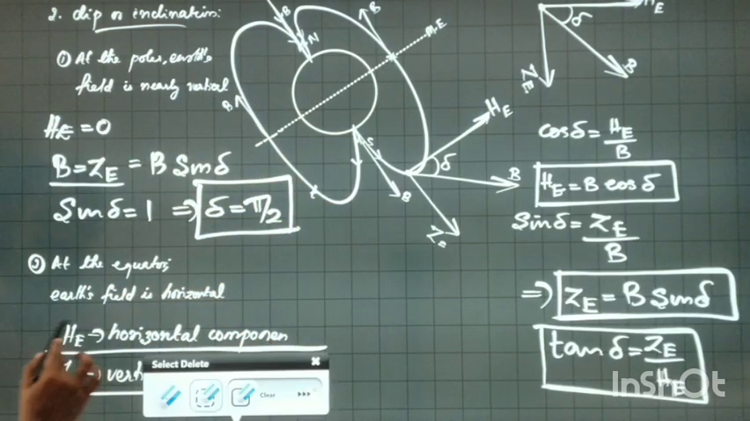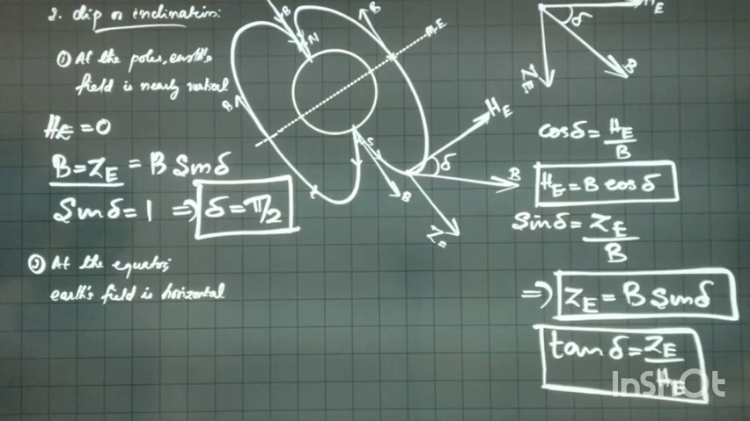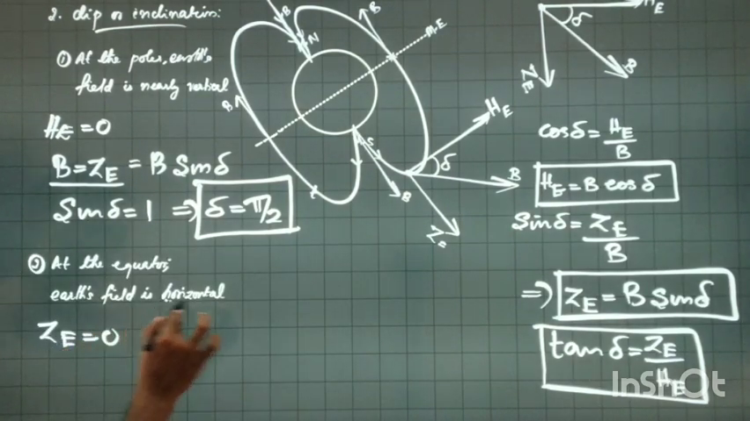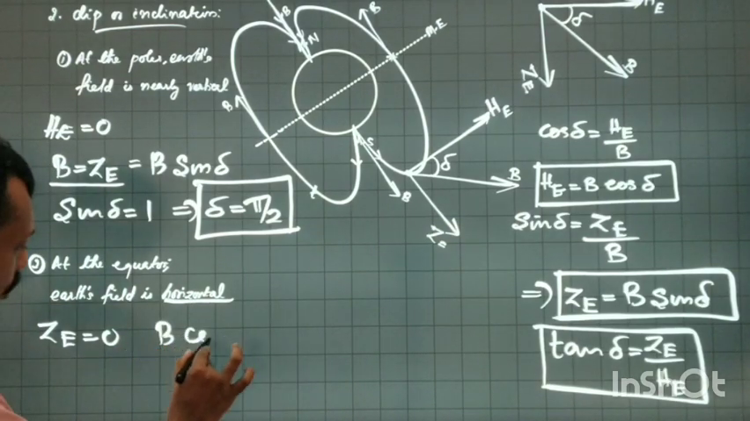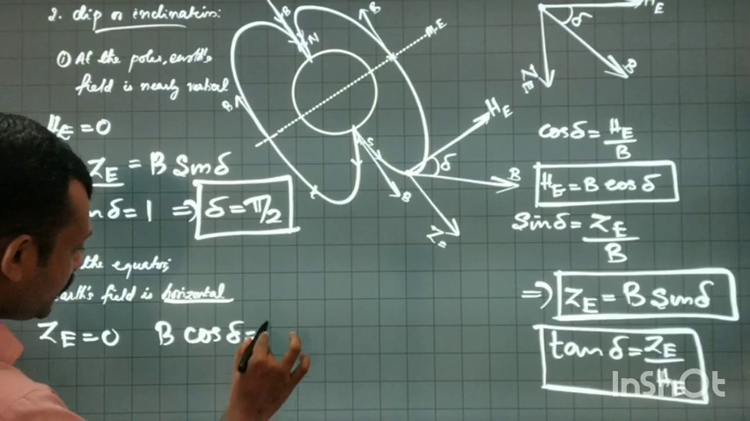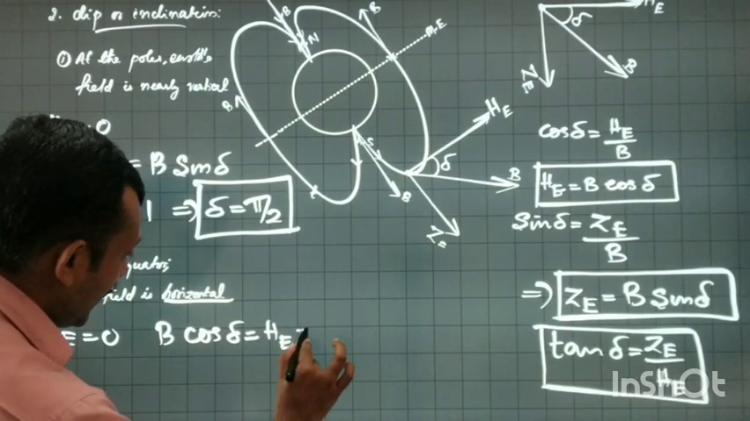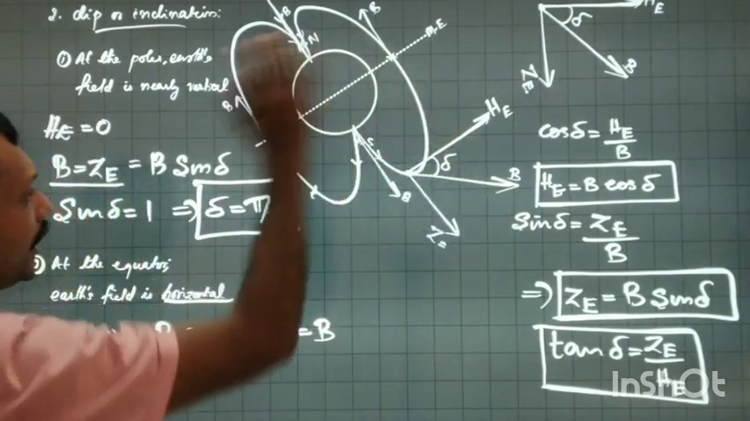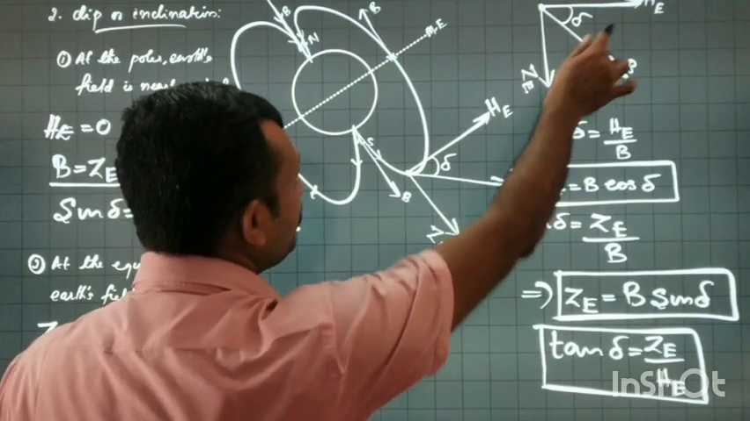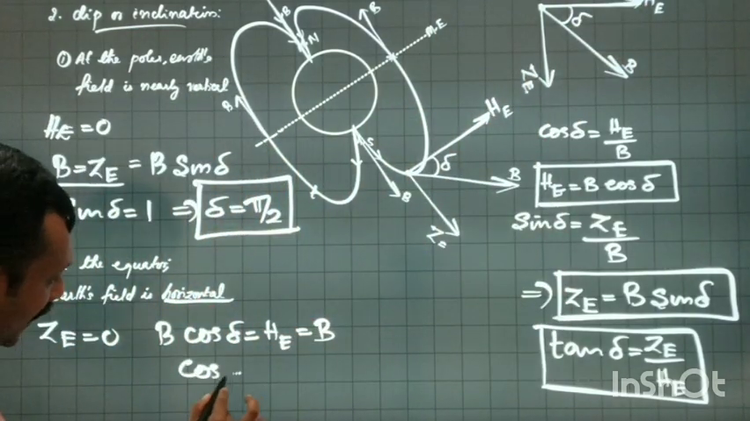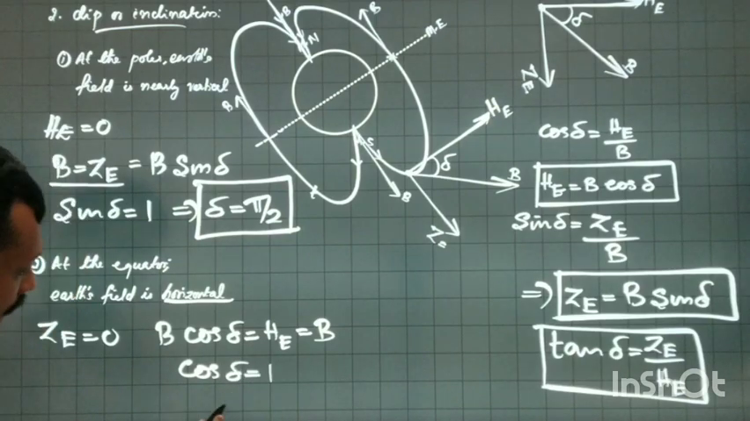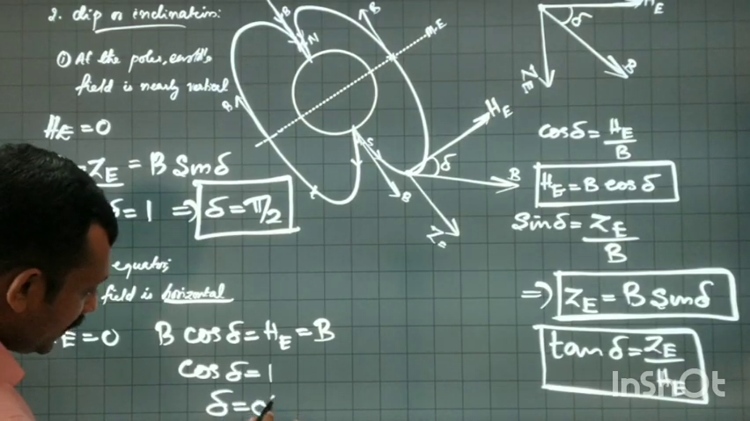Now at the equator, in a similar way we can say ZE is equal to 0 because we took it as horizontal. Which implies B cos delta is equal to HE. But HE is already equal to B because at the equator ZE is absent, which means these two coincide. Or cos delta is equal to 1, delta is equal to 0 degrees.